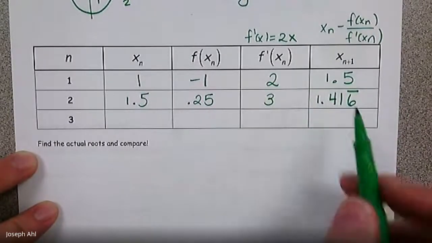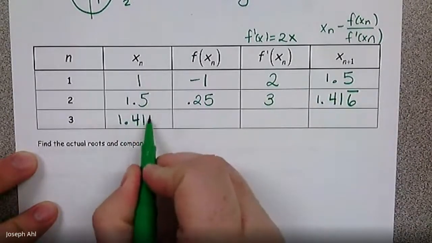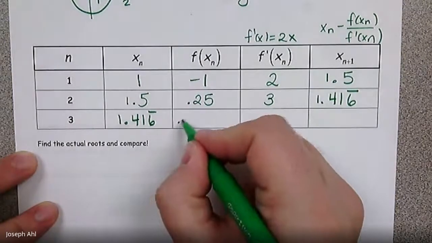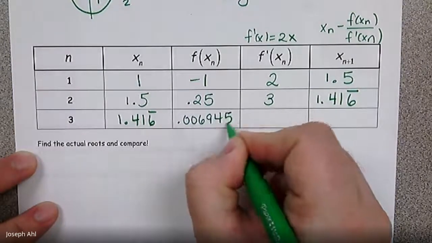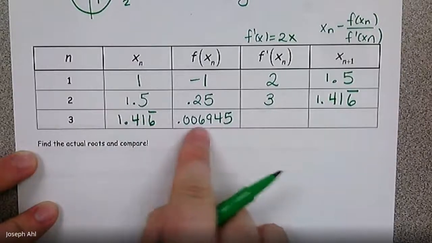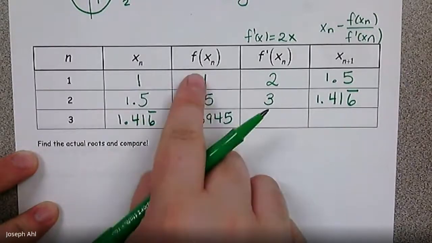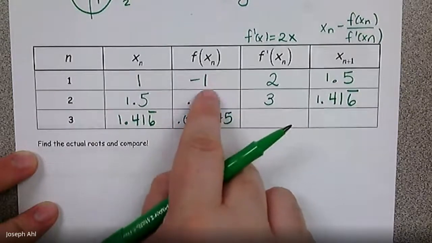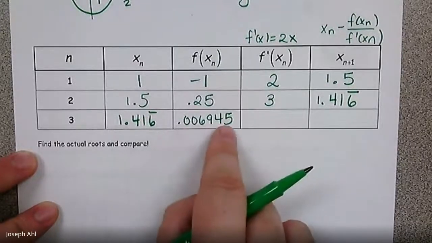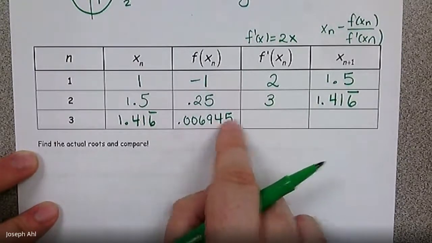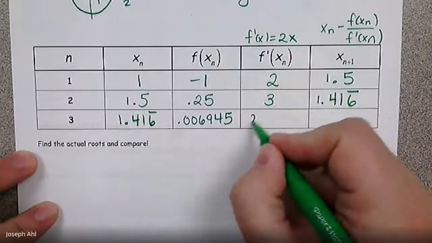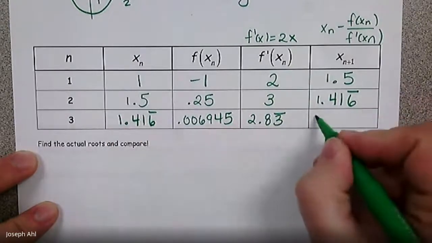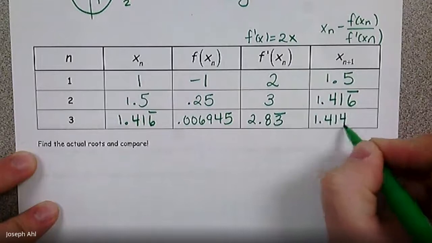But then the last iteration would say, okay, take what you had in the last step. That's your new x-intercept. If you plug this into the original function, you get 0.006945 as the function value. Look how close we're actually getting to the root at this point. We started at a y value of -1. We decreased to 0.25, or I guess physically increased, but we decreased our distance from 0. And now look how close we're getting here. That's a good indicator. We plug it into the derivative. 2 times that would be 2.83 repeating. And if we do x sub n minus this ratio right here, you get 1.414216.